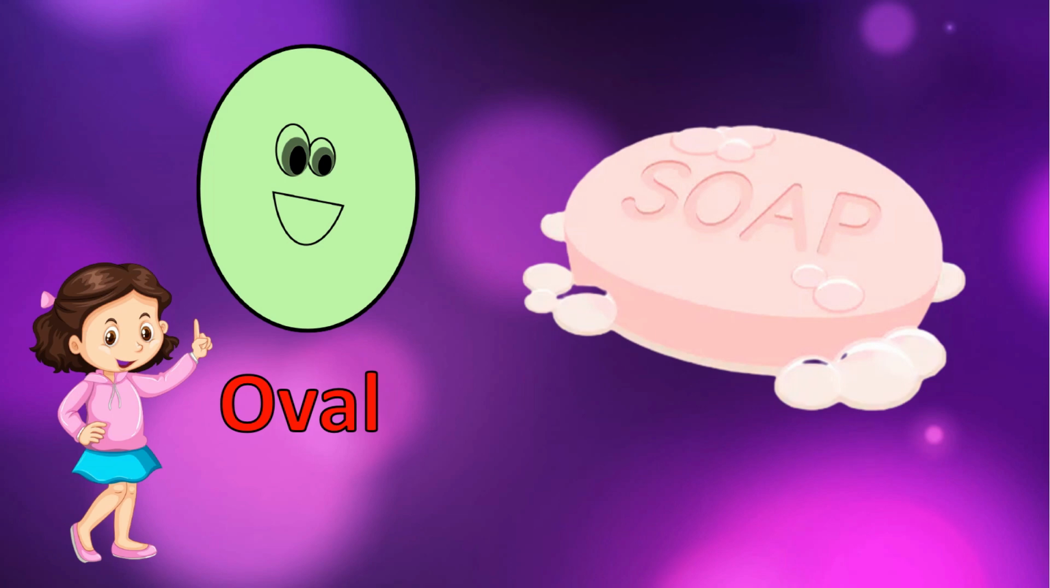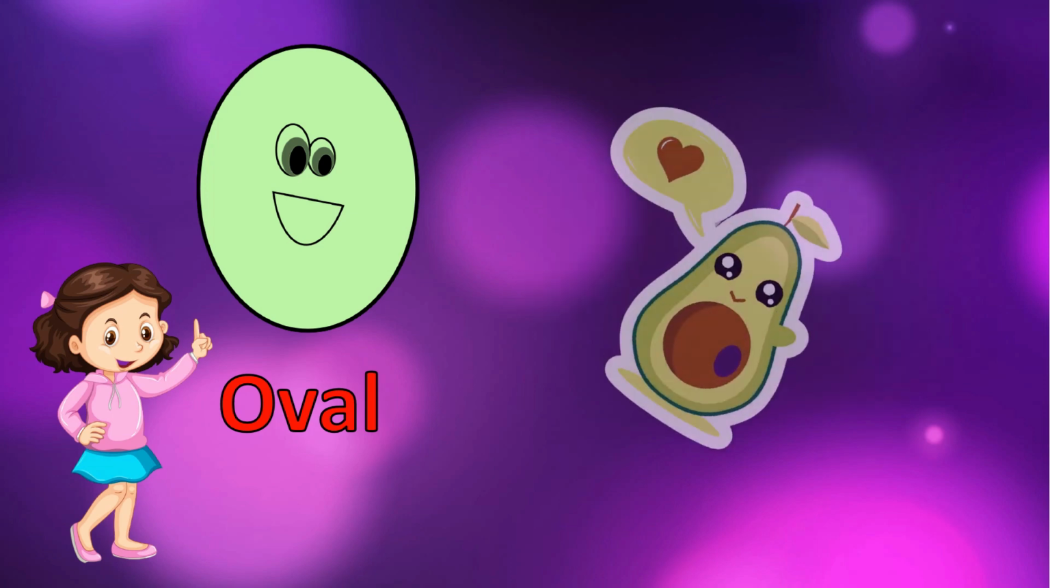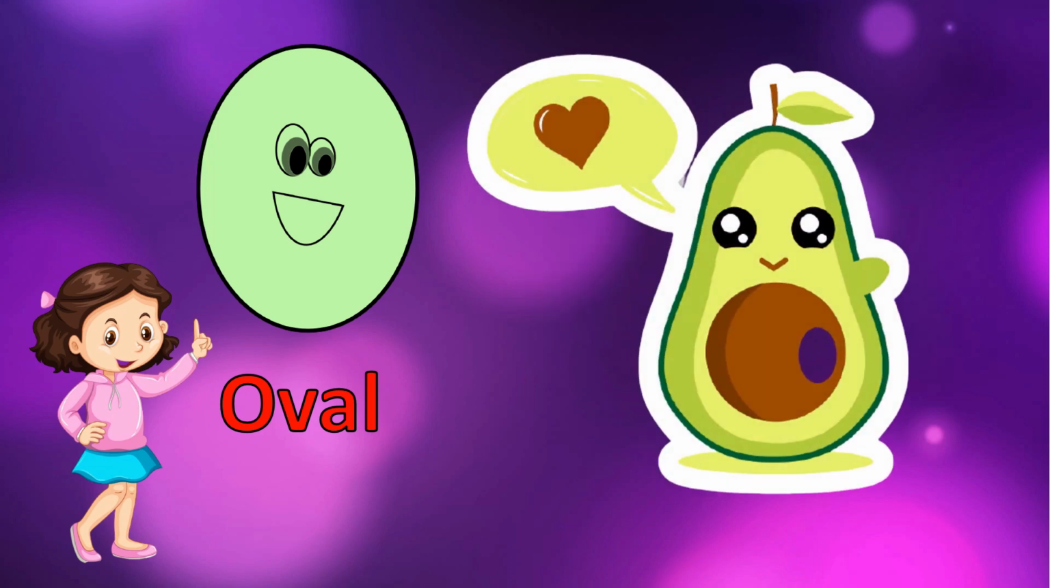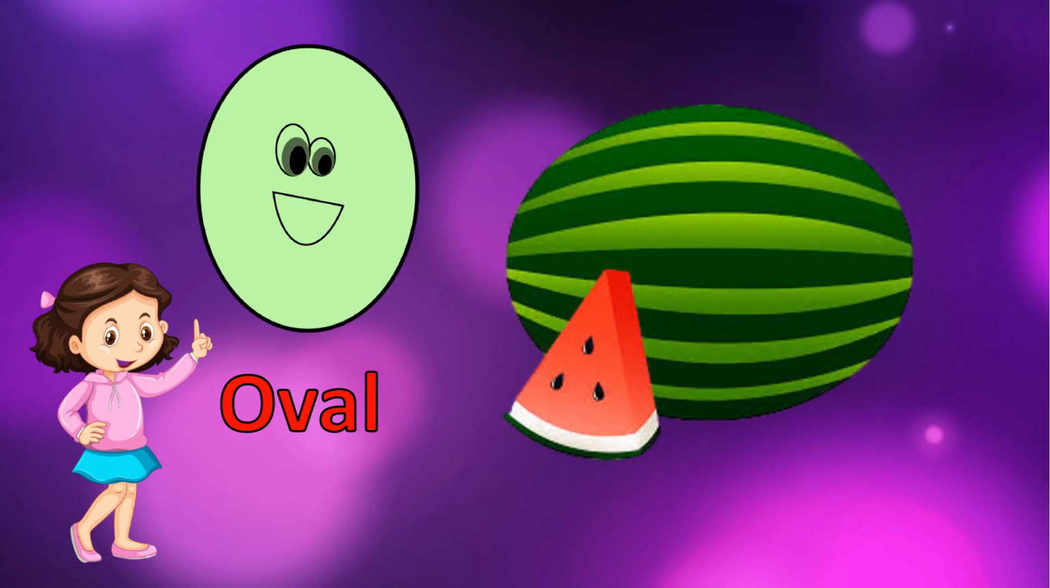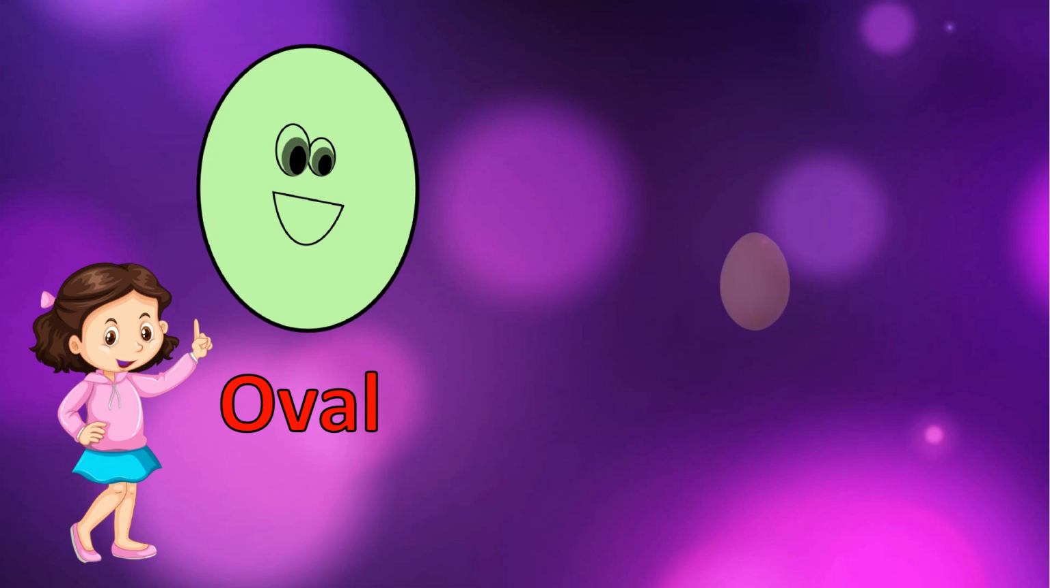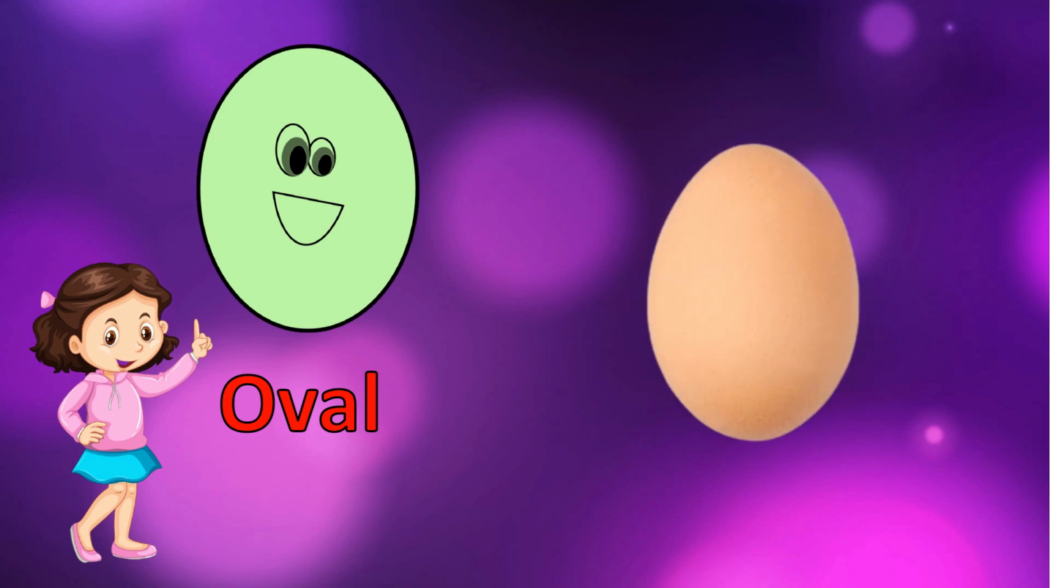The soap is oval in shape. Avocado is oval in shape. The watermelon is oval in shape. The egg is oval in shape.